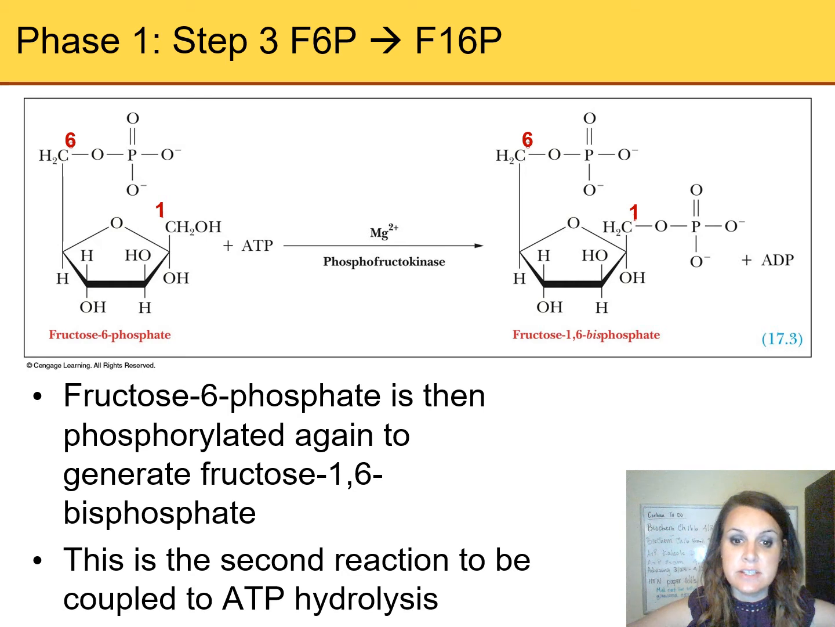So this is the second reaction that is coupled to ATP hydrolysis, and the enzyme that catalyzes this is phosphofructokinase. So what you see here is that a second phosphate group is added to the carbon at the number 1 position. So now we have 2 phosphates. So we name this second molecule for where the phosphates are located, right? So you can see fructose 1,6-bisphosphate.